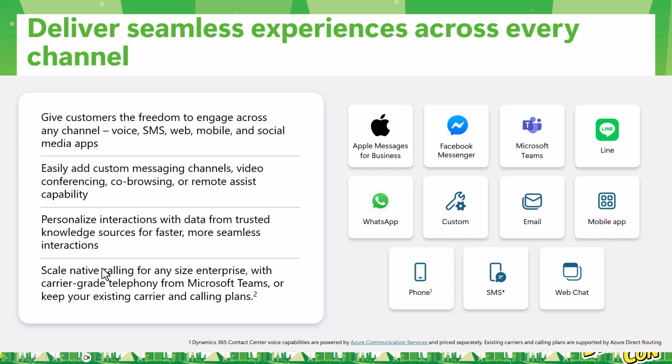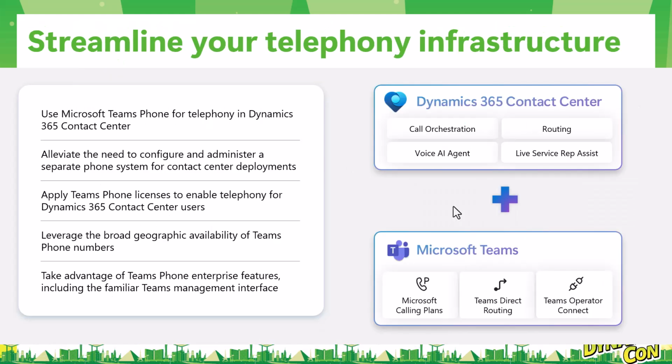Again, those different channels, these are the ones that Microsoft supports out of the box. Again, we showed email, SMS, phone, and web chat. And of course, you can bring your own custom channels via the custom integration framework. Dynamics 365 is powered by Microsoft Teams or Azure Communication Services. So if you want to use Microsoft's telephony, you can do that. If you want to bring your own carrier, whether it's Five9, Genesys, or Cisco, you can integrate those third-party phone providers into Dynamics and get the functionality that you saw today.